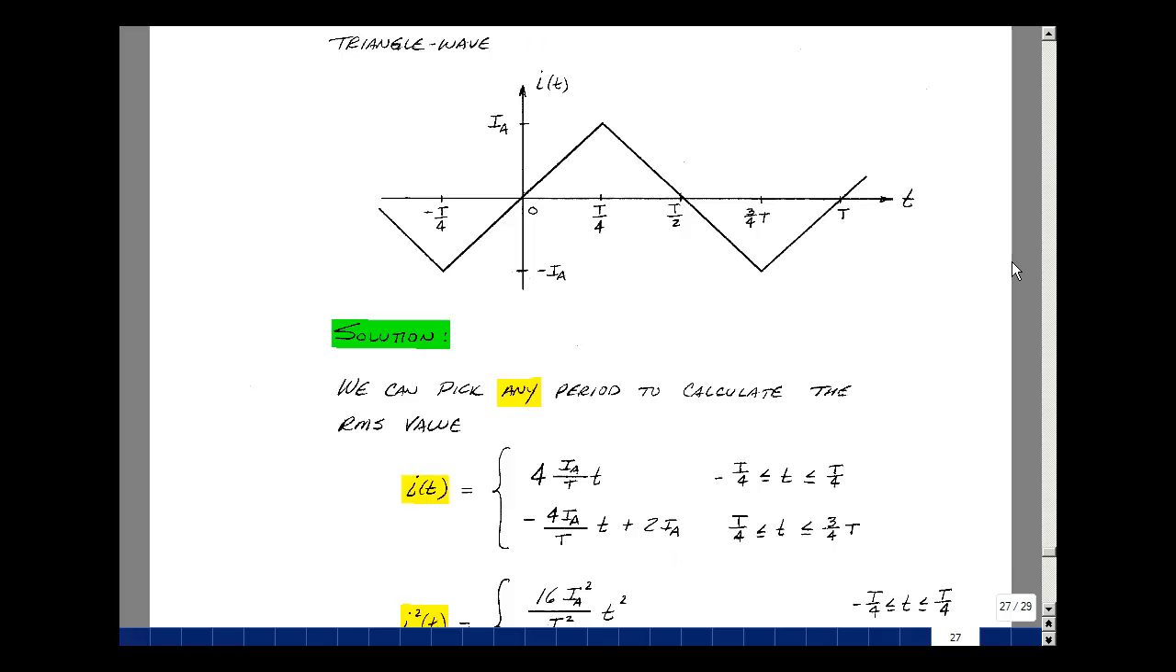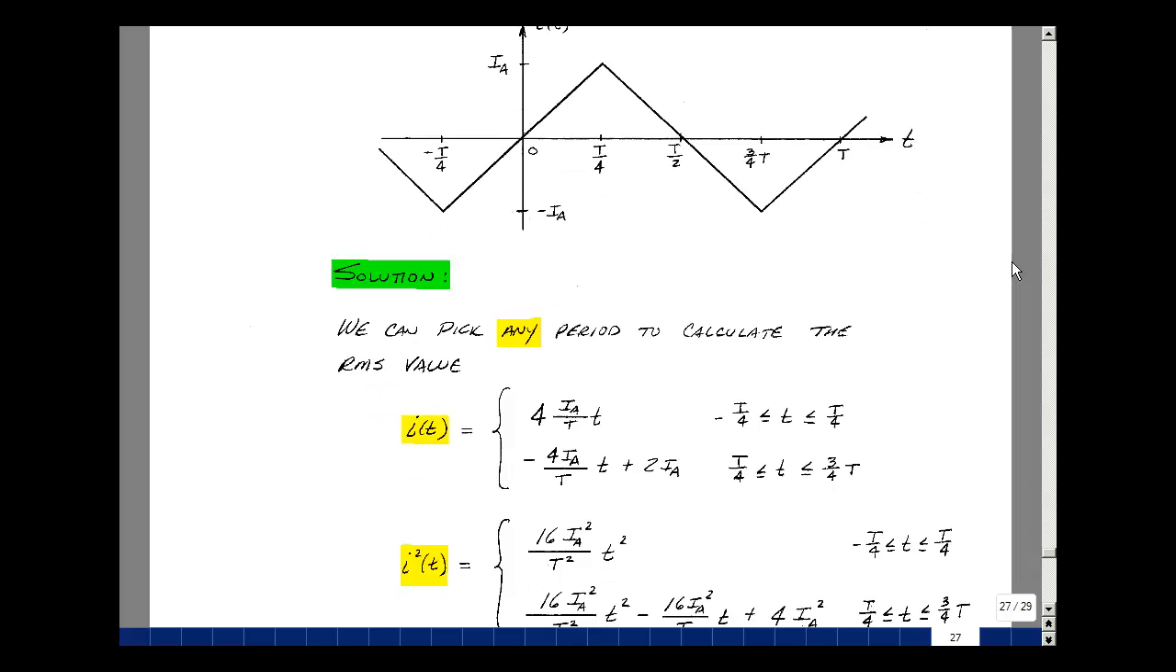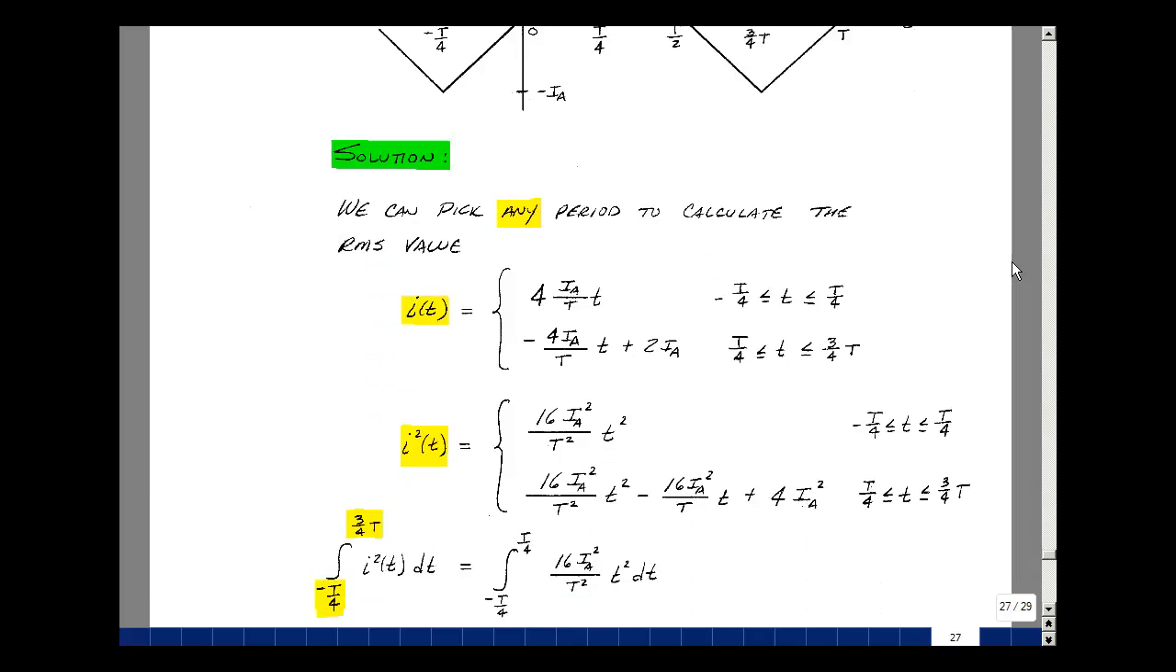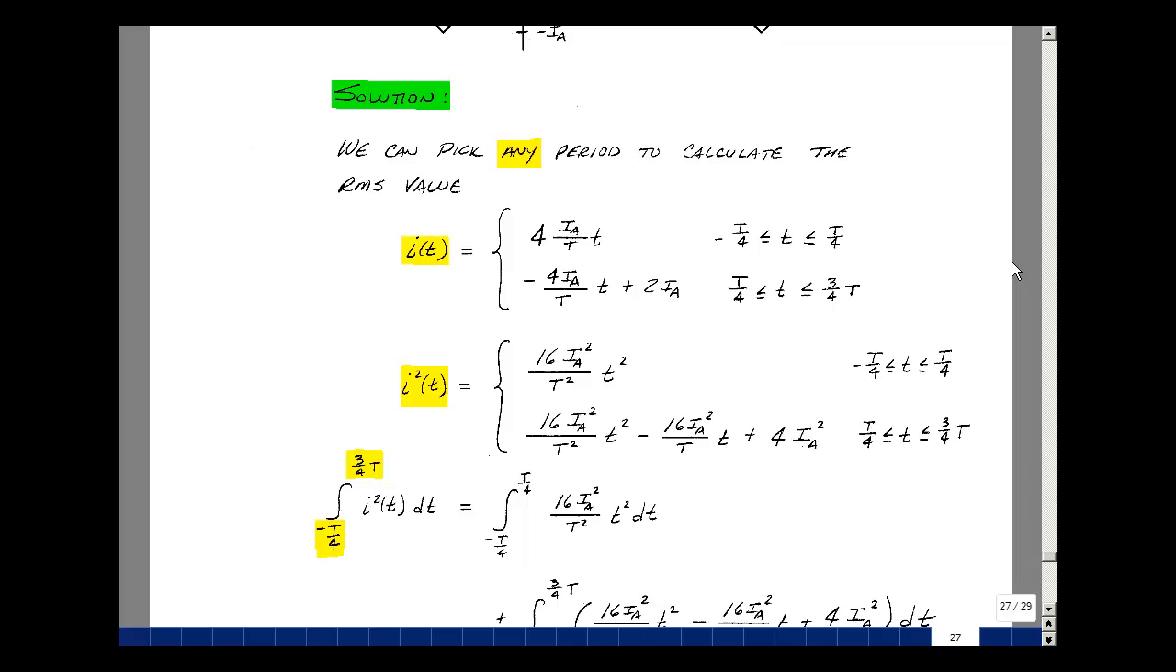So now I have my equation for my triangle wave, and I can apply my definition of RMS, which is going to be the root of the mean of the function squared. So let's square this and then put all that together. Squaring this, I get 4 squared, which is 16, I sub a squared divided by the period T squared, and then times our time in seconds squared.